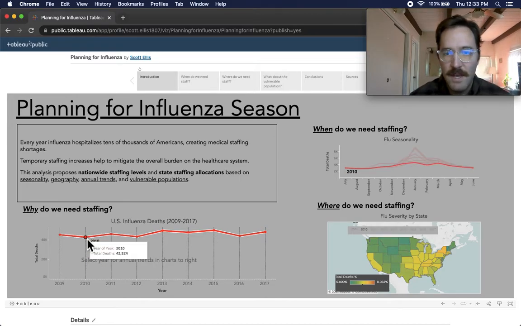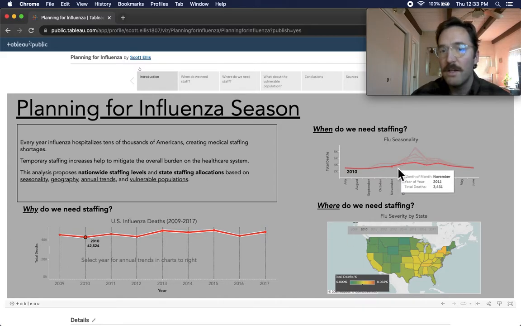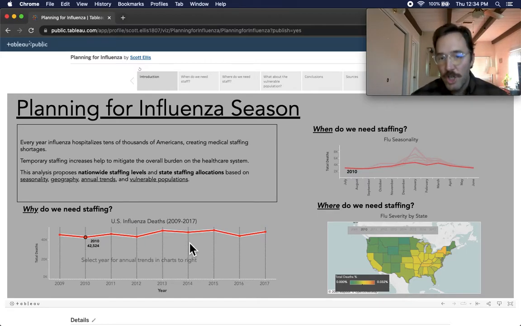Let's click on 2010. And so we'll see in the charts to the right, the when do we need staffing and where do we need staffing map, that within a year, the trends can look very different. So the highlighted year here in the seasonality chart of 2010, you can see how different it is from all the other years that are faded out, the other 8 years that we've looked at. So that presents a very unique challenge, being that it's not extremely predictable.